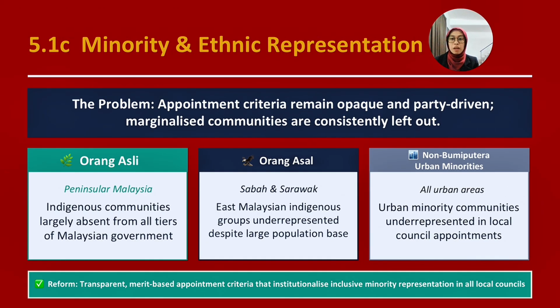The final aspect of inclusive representation is minority and ethnic representation. Currently, the appointment process for councillors is often seen as lacking transparency, which can result in the underrepresentation of groups such as the Orang Asli, the Orang Asal communities in Sabah and Sarawak, and urban minority communities. To improve the situation, appointment criteria should be more transparent and merit-based, while also ensuring fair representation for diverse communities. This would help local councils better reflect the population they serve.